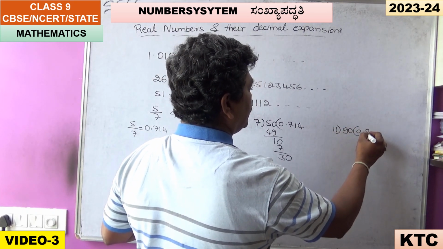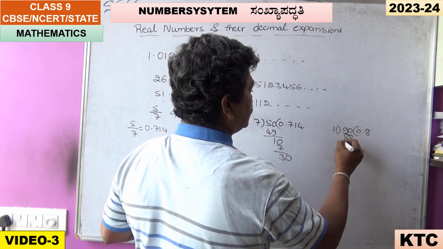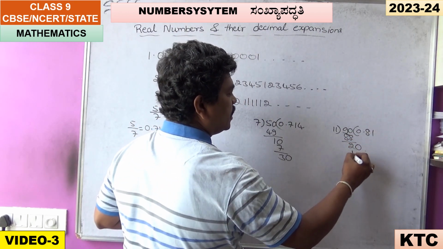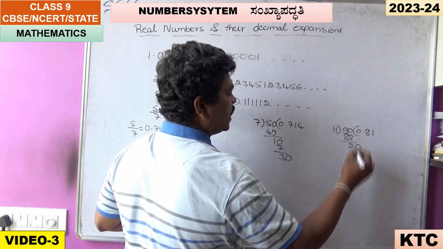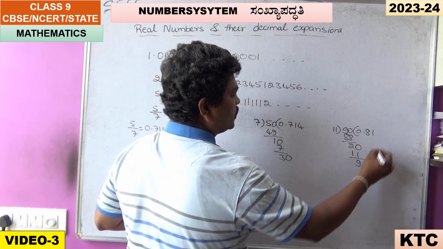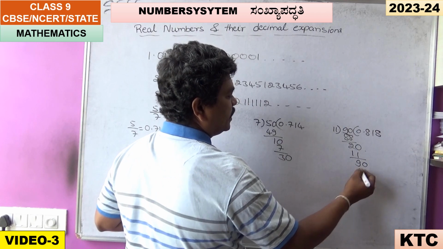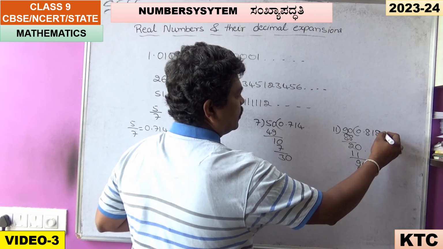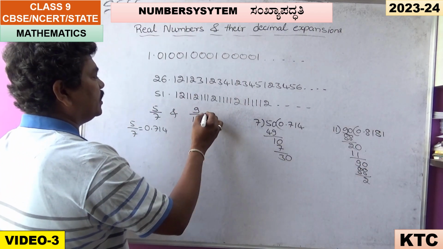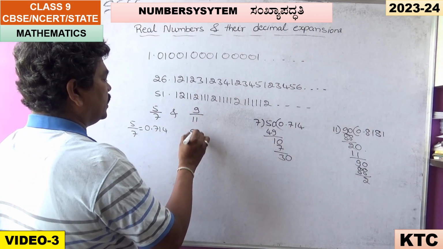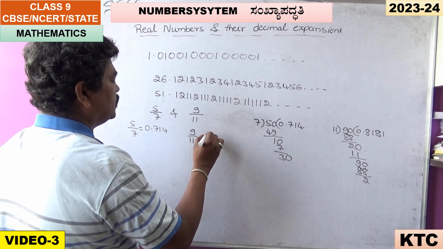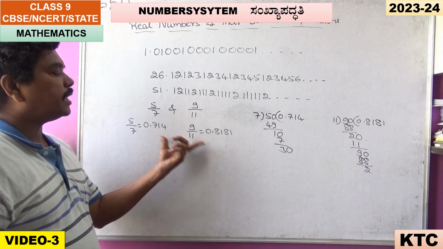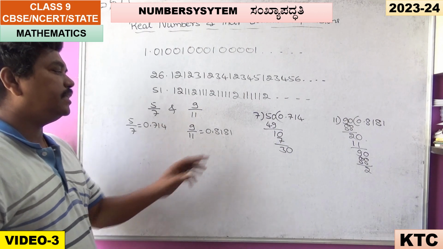0.0. 11 8s are 88. Here it is 2. And 0. 11 1s are 11. Here it is 9. So then put 0. 11 8s are 88, and then it is 2. 11 1s are 11. So the decimal expansion of this one is 0.8181. So now we have to write the irrational numbers in between these two numbers.